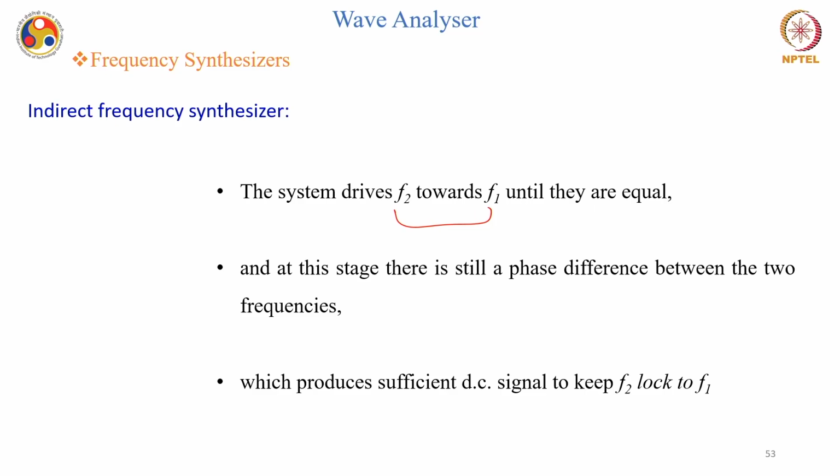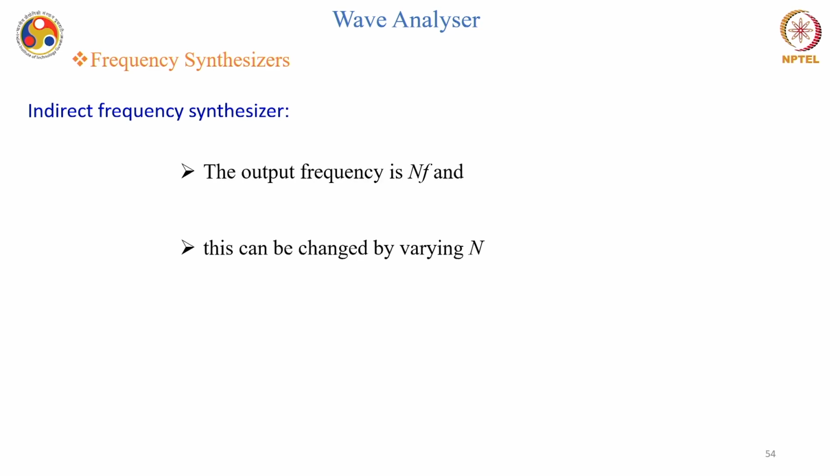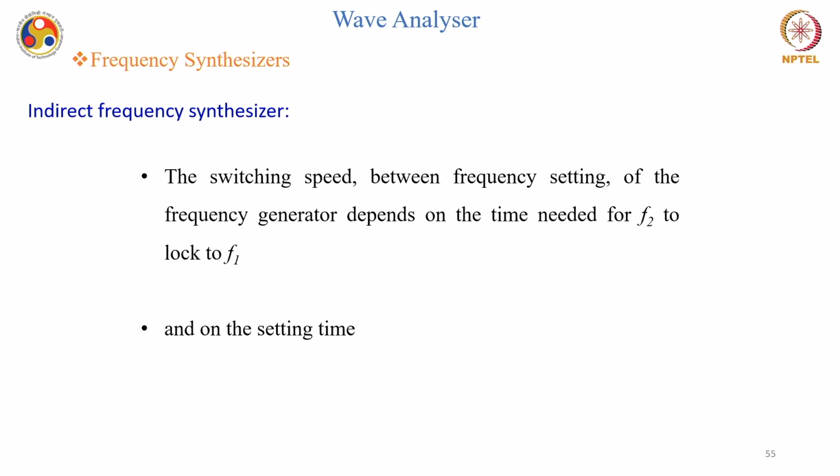Now, when you have this kind of phase difference and these frequencies are equal, it will produce sufficient DC signal to keep f2 locked to the initial frequency f1. The output frequency here is nf, and this can be changed by varying n, which is controlled by the programmable divider. The switching speed between frequency settings of this frequency generator depends on the time needed for f2 to lock to f1, and it also depends on one more parameter known as setting time. We'll see what the setting time is.